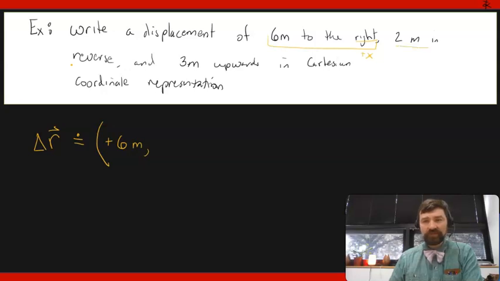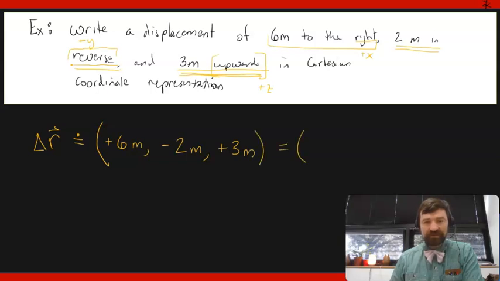Then we have 2 meters in reverse. The in reverse part, this would mean that it's negative for the y direction, so we'd have minus 2 meters, comma, and then 3 meters upward. So 3 meters upward basically means this keyword upward is the up-down part, and it specifically goes with up, which is plus z. So we'd have comma plus 3 meters.